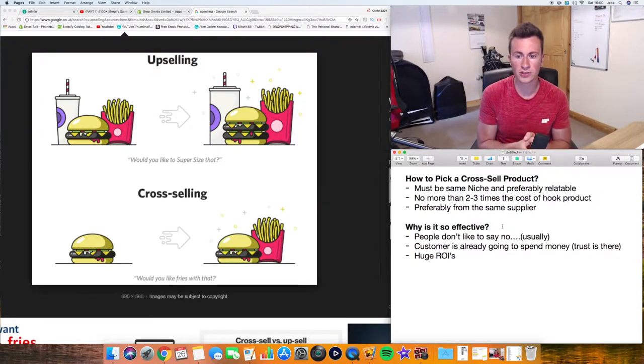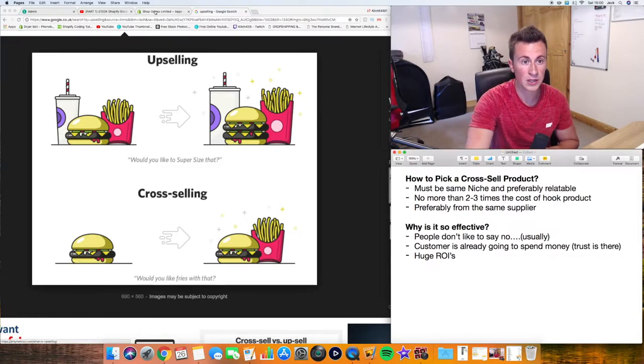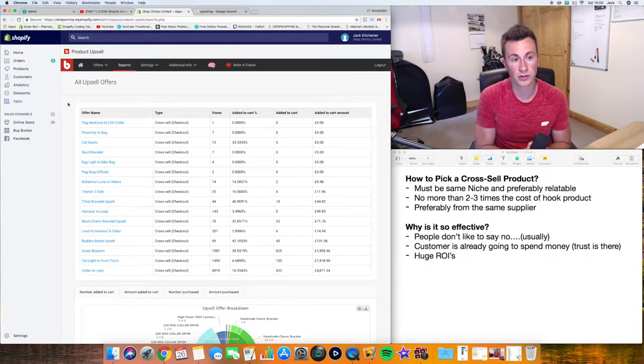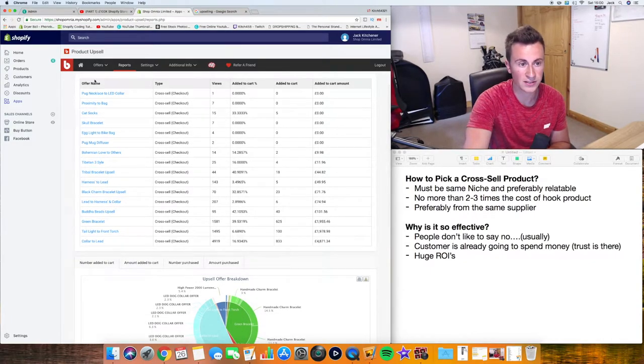Point three then, huge ROIs. I'm going to show you guys some of the results that my upsell products have got. The app we use, I think I'm paying £90 a month for the app I use, but you'll see in a minute just the potential return on your money that you'll get. So this is the back end of my store, and the app that we're going to be using is Product Upsell. So as you can see, here are some of the offers that I've got running.